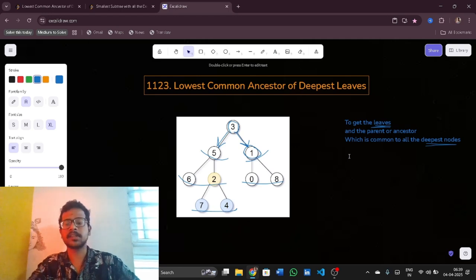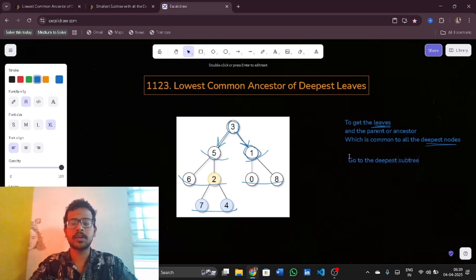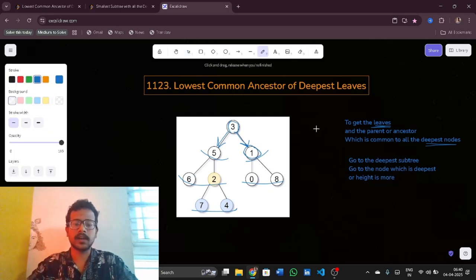The first observation is: go to the deepest subtree, or go to the node whose depth or height is more, right? Now let us see.